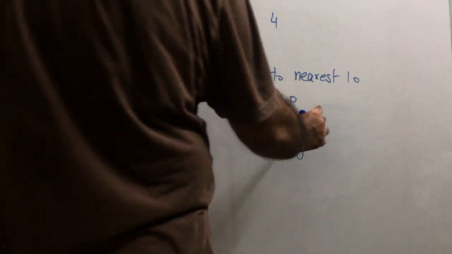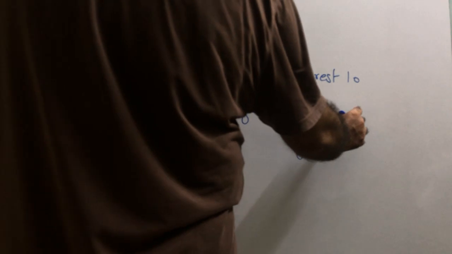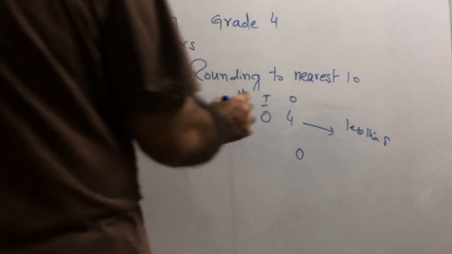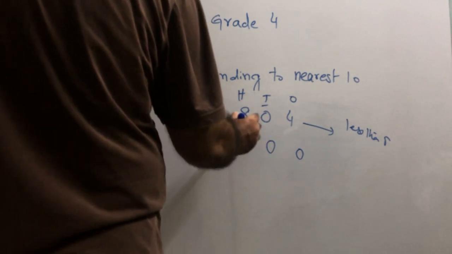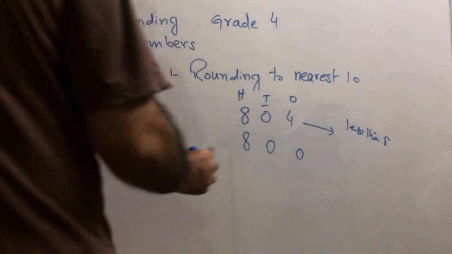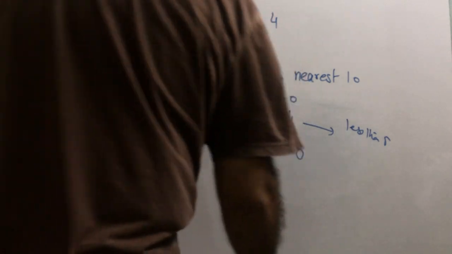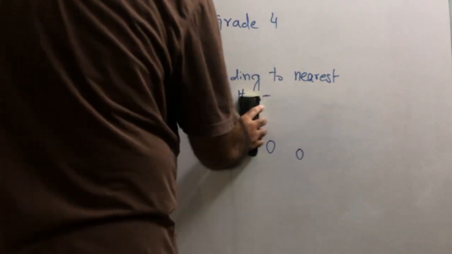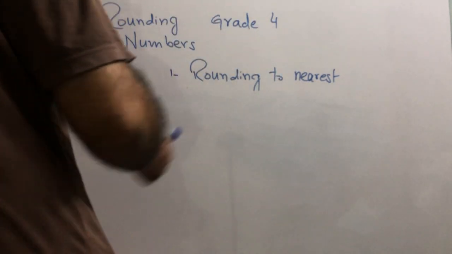The second action is that if the number in the ones place is less than 5, then there is no change here, it becomes 800. So 804 becomes 800 when we are rounding to nearest 10. Now I think we have done sufficient examples to make you understand the concept of rounding to nearest 10.